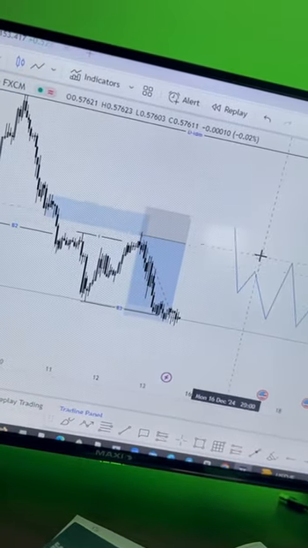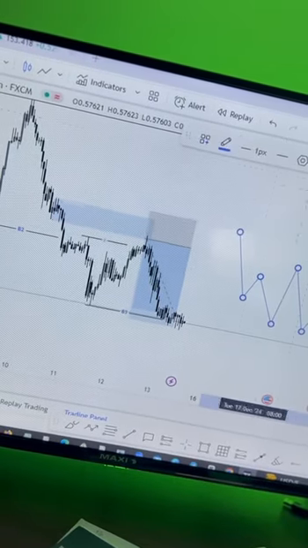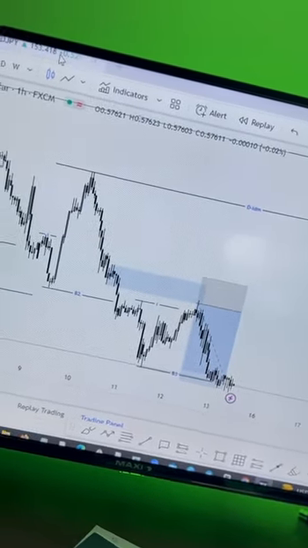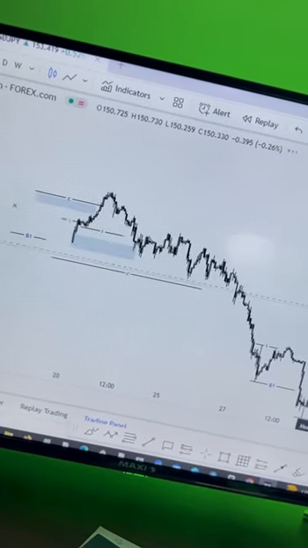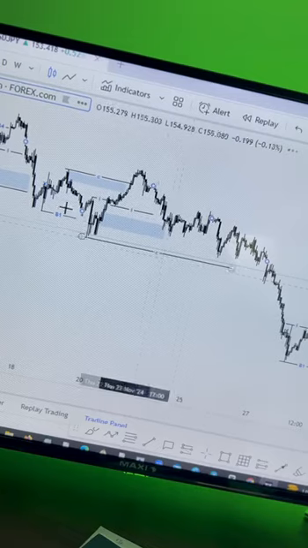Look at this, NZD USD 1 hour time frame. Look at this one again, USD JPY. I've been monitoring this pair, this chart for some time. So I waited for the right time.